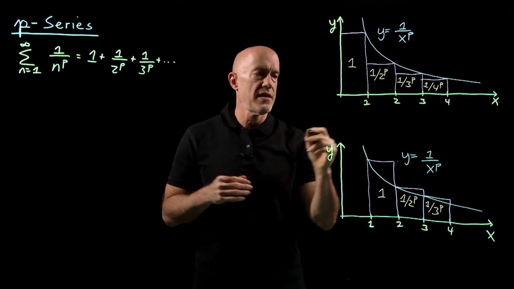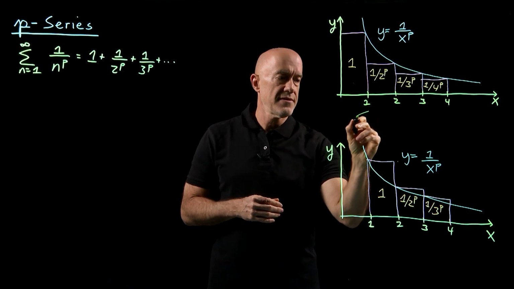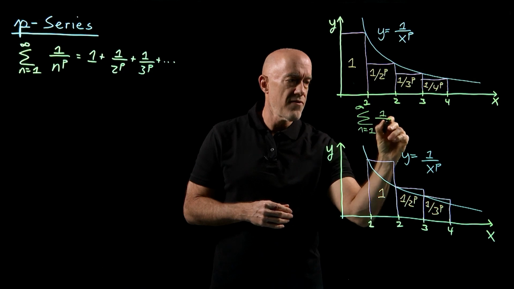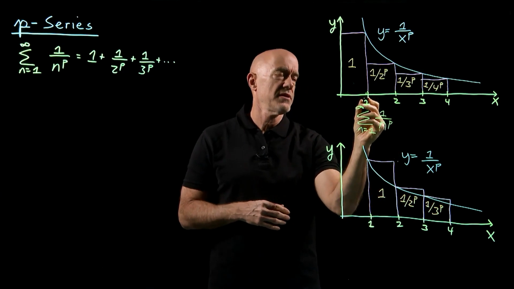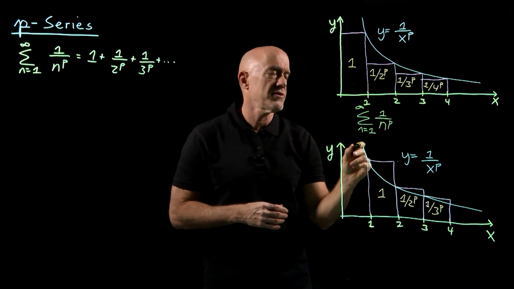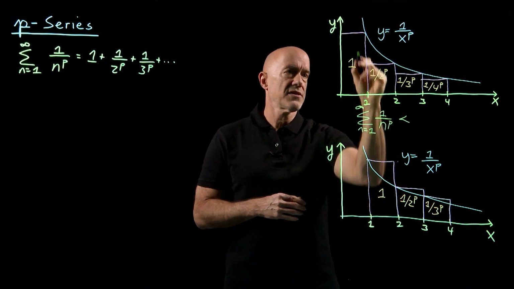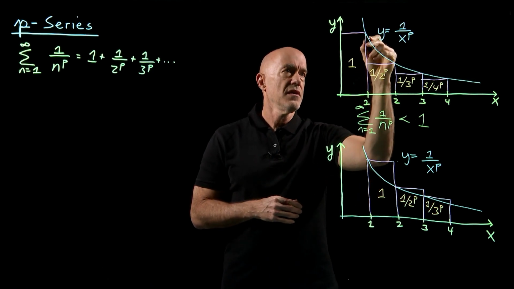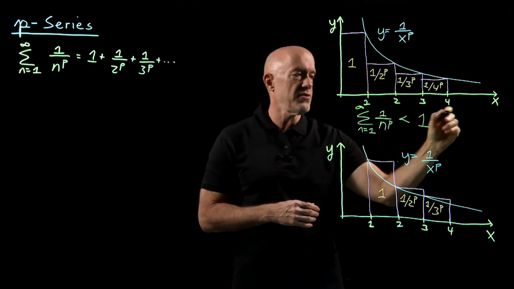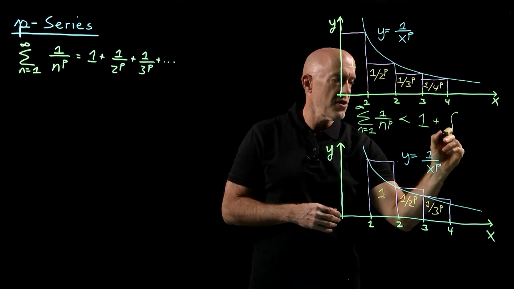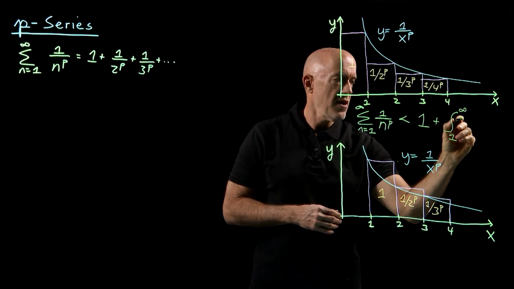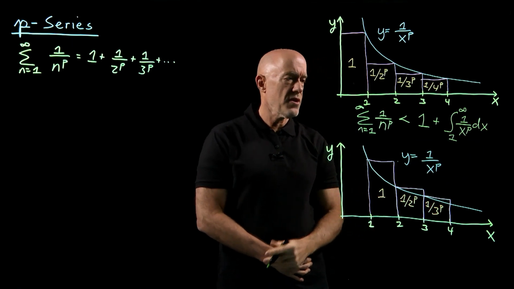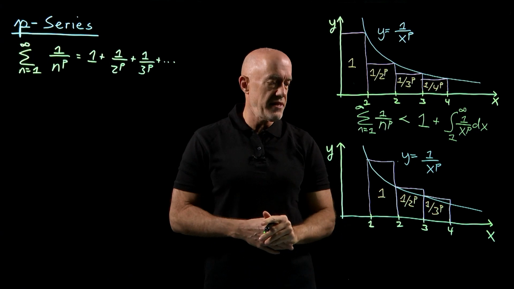So that lets us write an inequality here that the sum from n equals 1 to infinity of 1 over n to the p, our P series, the sum of all these rectangles, is less than, if we exclude the first rectangle, 1, which is the first rectangle, plus the area under the curve from 1 to infinity. So plus this integral from 1 to infinity of 1 over x to the p dx. Okay, so that gives us our first inequality.